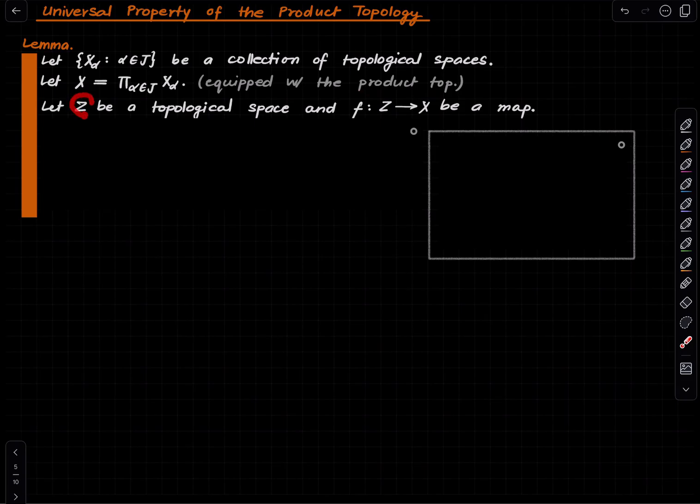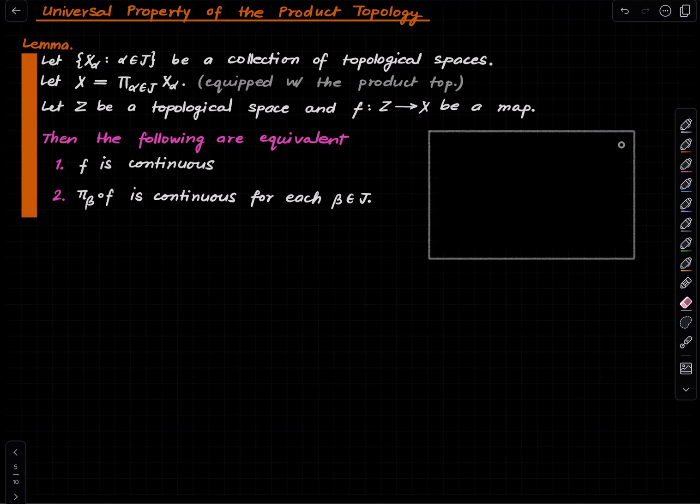All right, fix a topological space Z and suppose we have been given a map, just any map f from Z to X. Then the following two statements are equivalent. The first is that f is continuous, meaning the given map is continuous. And the second is that the projected out version of f is continuous for each projection.